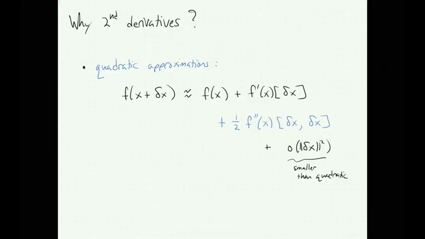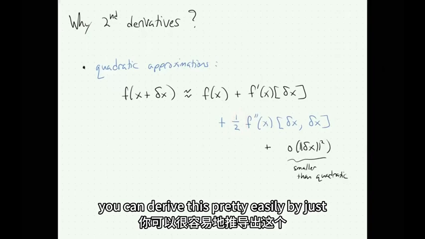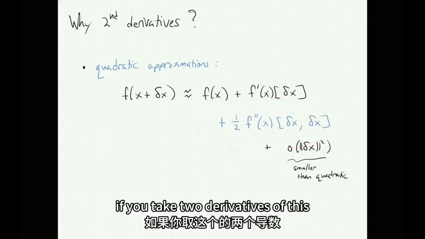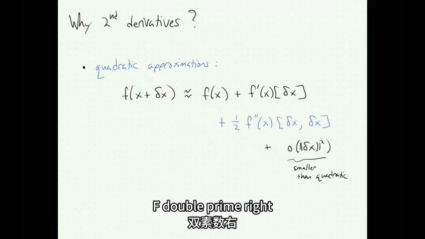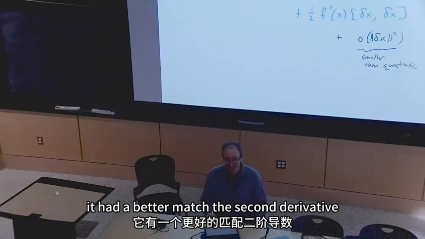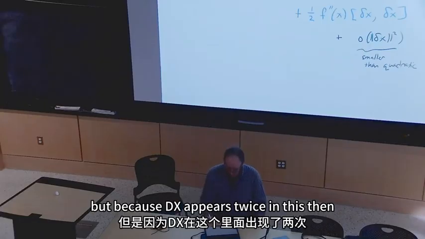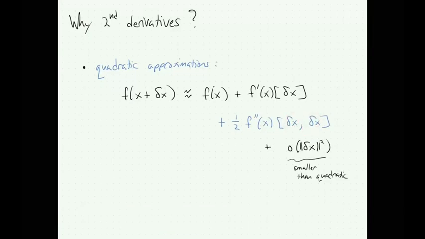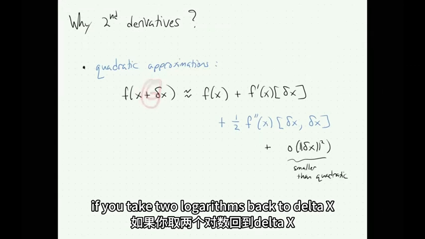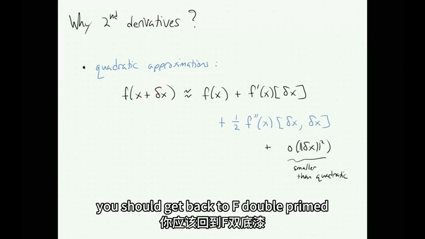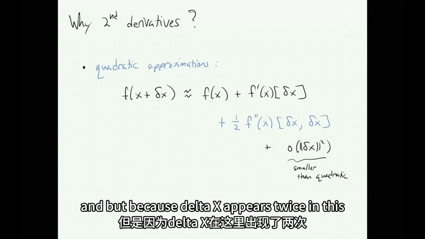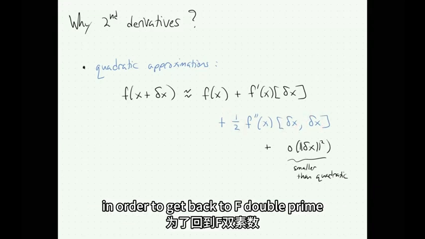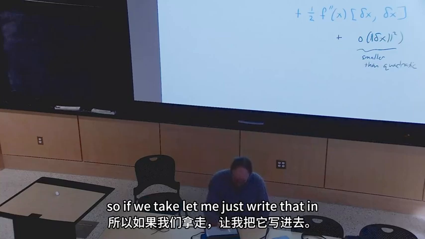So the 1/2, you can derive this pretty easily. If you take 2 derivatives of this with respect to delta x, you'd better get back to f double prime, right? It had better match the second derivative, but because delta x appears twice in this, you need to have a half there in order to get back to f double prime. So let me just write that in.